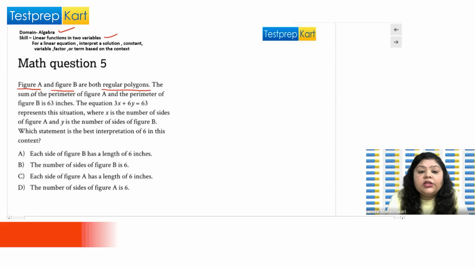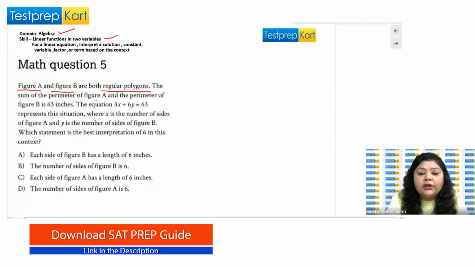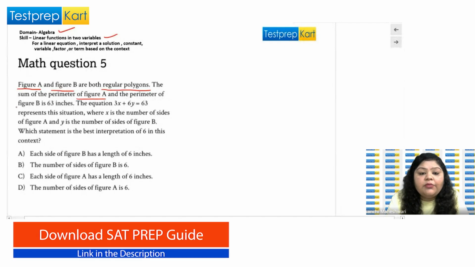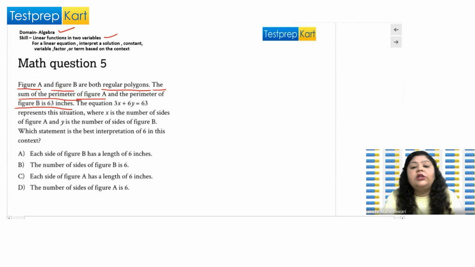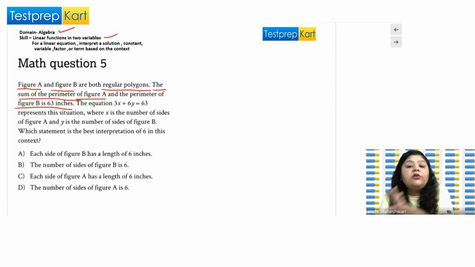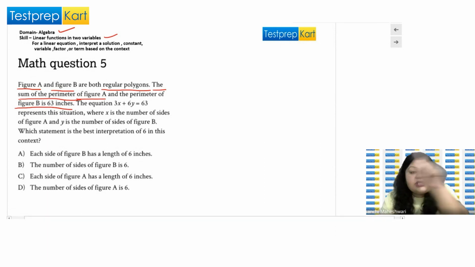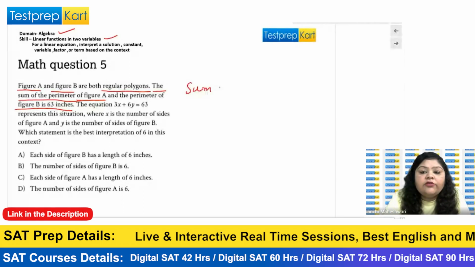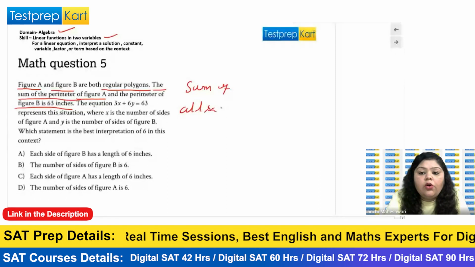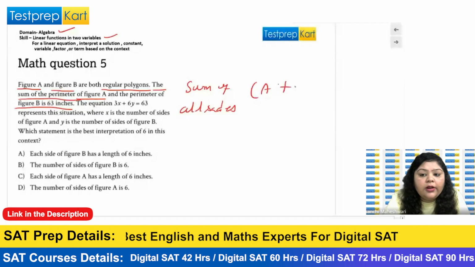Now it is saying the sum of the perimeter of figure A and the perimeter of figure B is 63 inches. Perimeter means what? First of all, it's a regular polygon, so we don't know how many sides there are. It can have any number of sides. Perimeter is the sum of all sides. So let me write down the sum of all sides of A plus B.